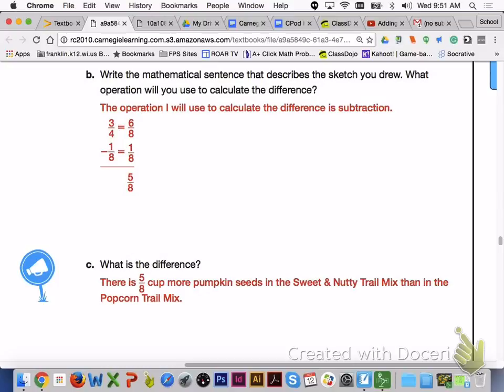The math sentence that you should have for letter B is 3/4 minus 1/8. Just like with adding fractions that have unlike denominators, when you are subtracting, you need to make sure that we have common denominators. So you come up with an equivalent fraction in order to calculate the difference. 6/8 minus 1/8 will give you 5/8 for your difference. For letter C, there is 5/8 cups more pumpkin seeds in the sweet and nutty trail mix than in the popcorn trail mix.